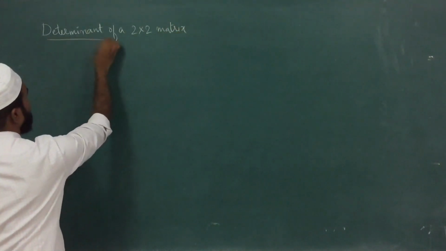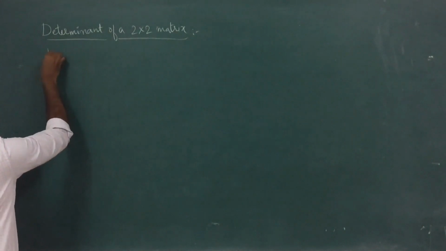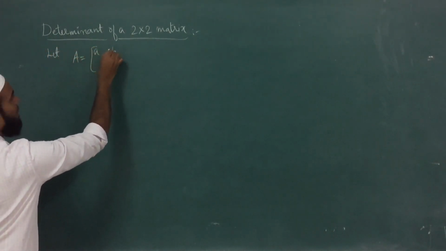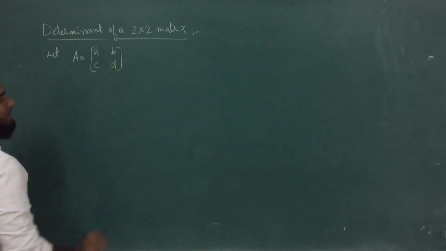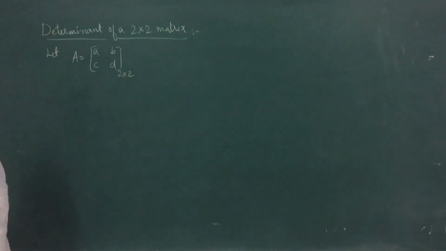how the determinant is defined when the given matrix is 2 by 2. So let A equal a matrix whose entries are a, b, c, d. I am having a 2 by 2 matrix whose entries are given by a, b, c, d.